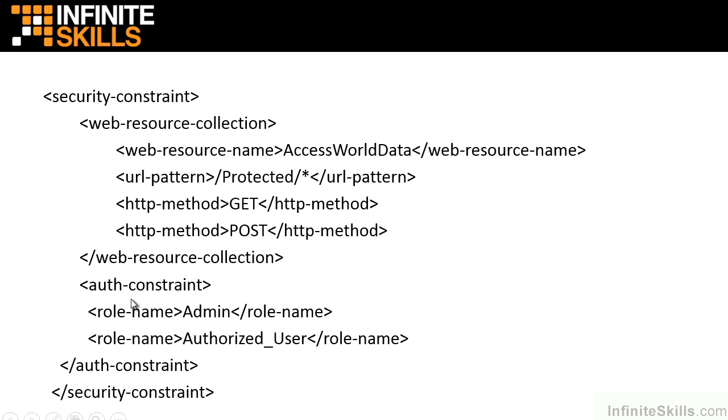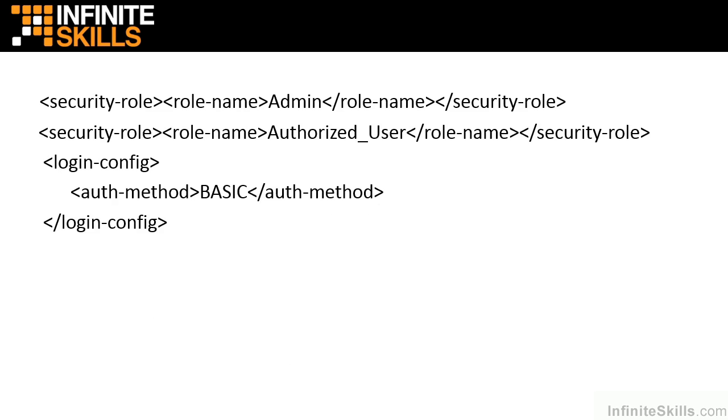Outside of our web resource collection, then we have an authorization constraint. And this is where we're actually going to add in roles that we can use. So if you're in the admin role or the authorized user role, then we can actually say you can go ahead and use this page. Underneath that, we have two security roles that we're just going to list in the web XML so that the application has this information, admin and authorized user, which we're actually using in the authorization section that we saw before. And most importantly, we need a login config section to follow that, which tells us what type of login we're using. And here we're using basic authentication.